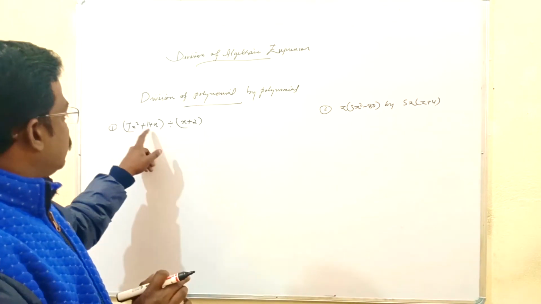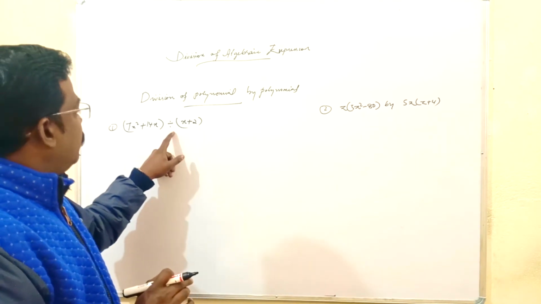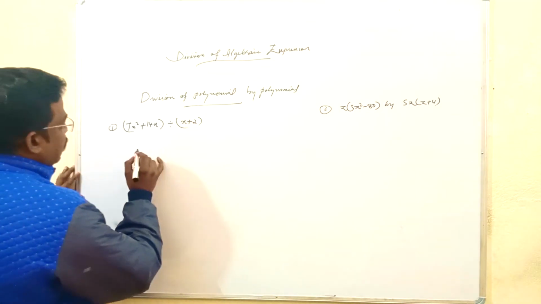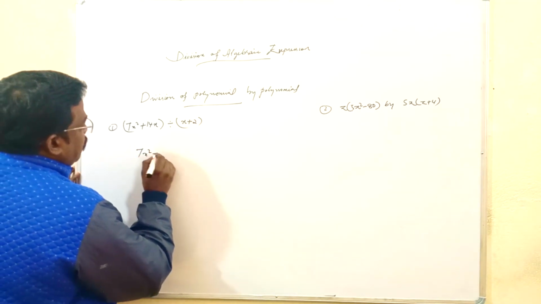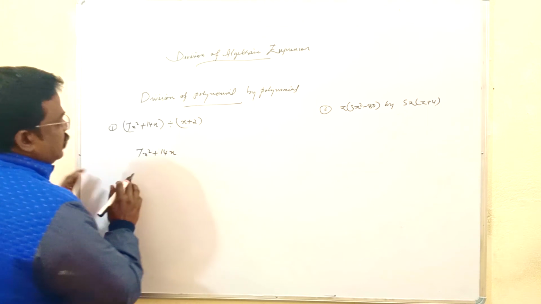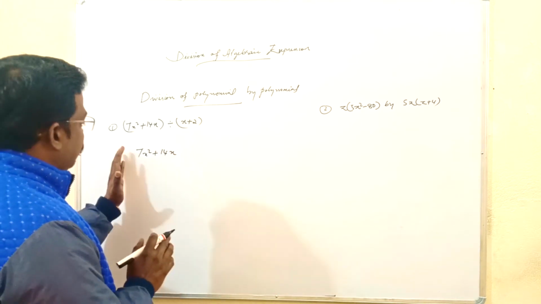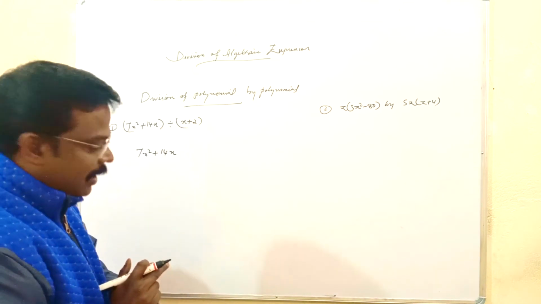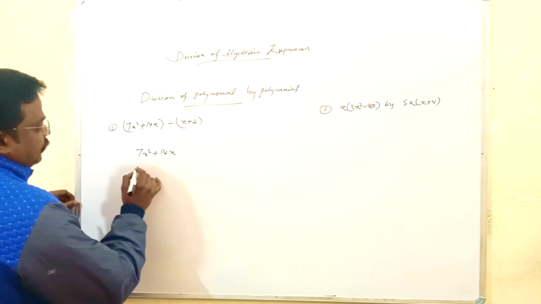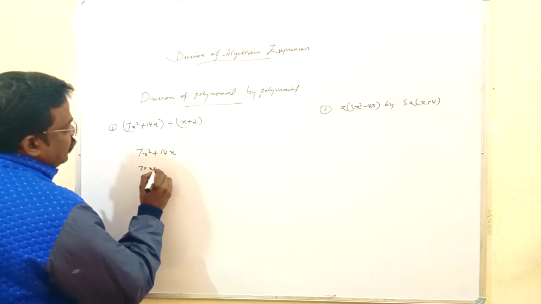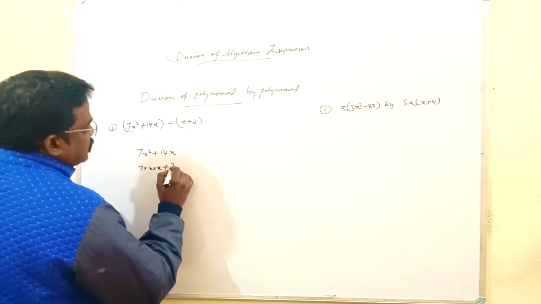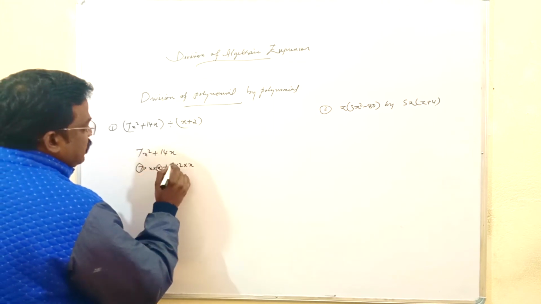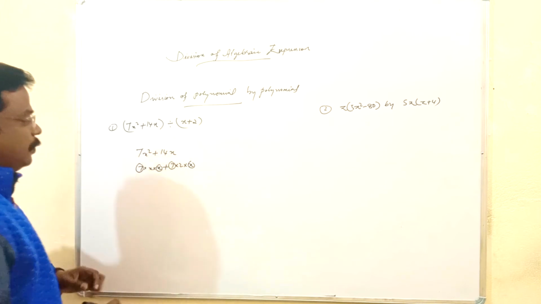Okay, so here 7x square plus 14x divided by x plus 2. So here first of all we can write this 7x square plus 14x. So how can we factorize this, or how can we simplify this? Then we will be able to divide this by x plus 2. So here 7 into x plus 7 into 2 into x. So here 7 and x are common.